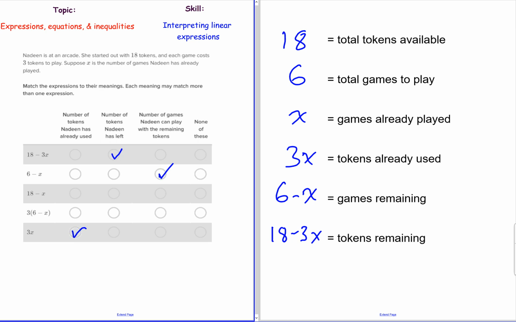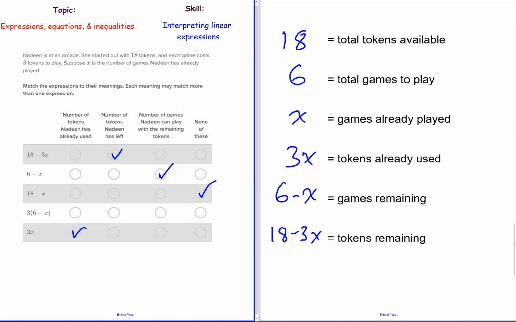Okay, so now it leaves us with this one, 18 minus X. Well, let's think about what 18 is. 18 is the number of tokens available, total tokens, minus X is the number of games already played. So tokens available minus games played. One's in terms of tokens, the other one's in terms of games, so that's none of these.